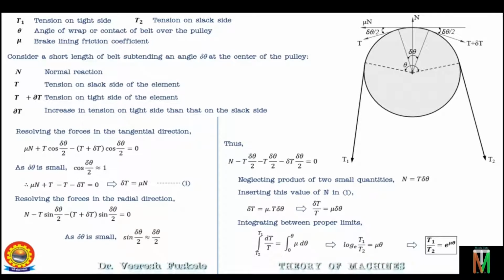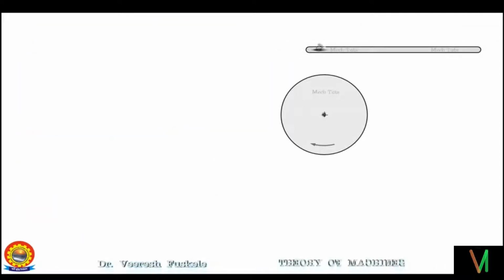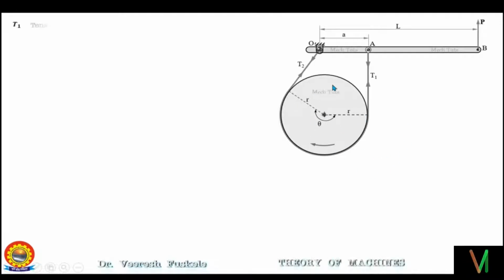So moving ahead with the topic, let's see this line diagram of simple band brake. As you can see, it consists of a drum and a belt or flexible steel band lined with friction material, which embraces a part of the rotating drum. One end of the band is attached to the fulcrum, that is point O of the lever, while the other end is attached to the lever at the distance A from the fulcrum.